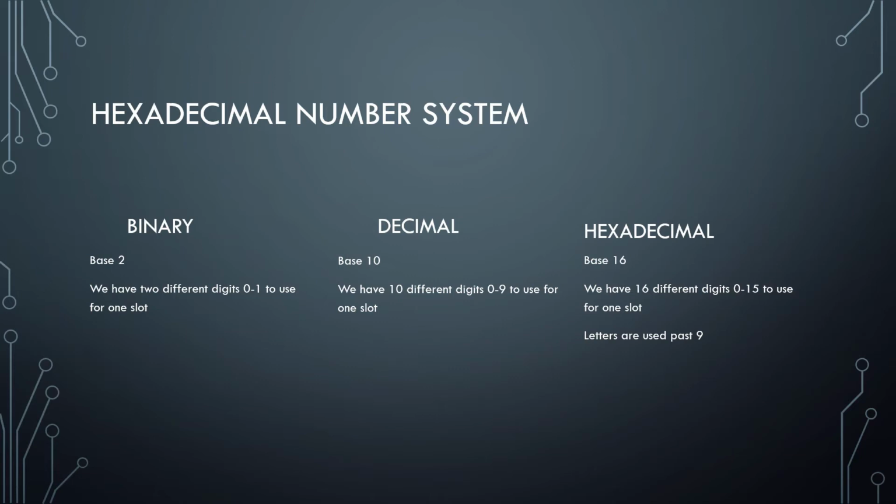But you might be wondering, how do we do that when we get above 9, right? We can't just squish 2 digits into one spot. It doesn't work that way. So what we do when we get past 9 in the hexadecimal system is we use letters. And you'll see a table in just a second that shows you what letters correspond to which numbers in the hexadecimal system.